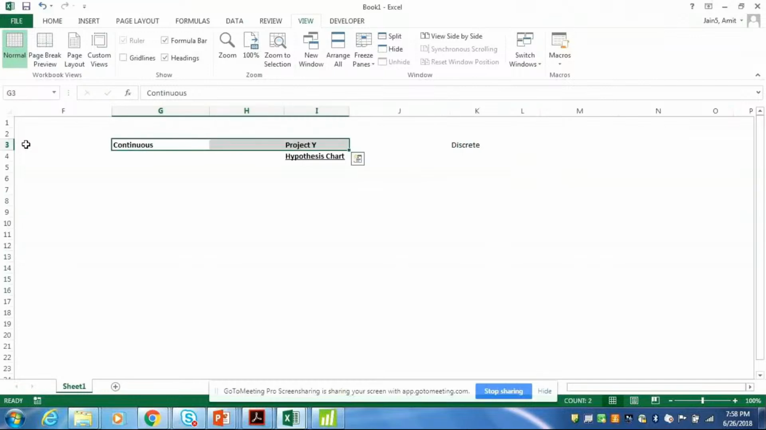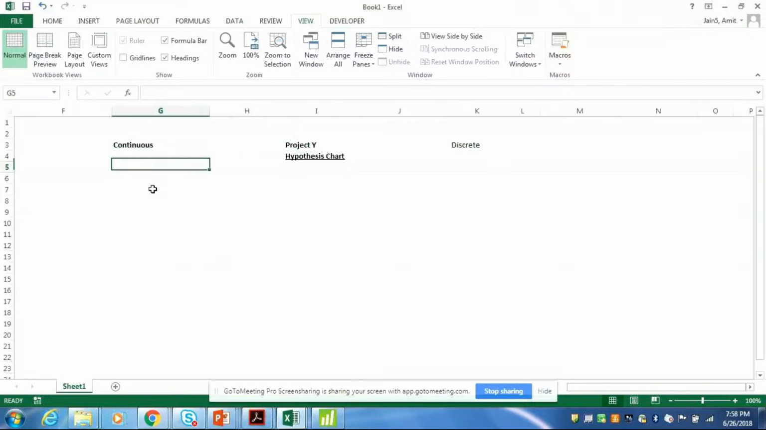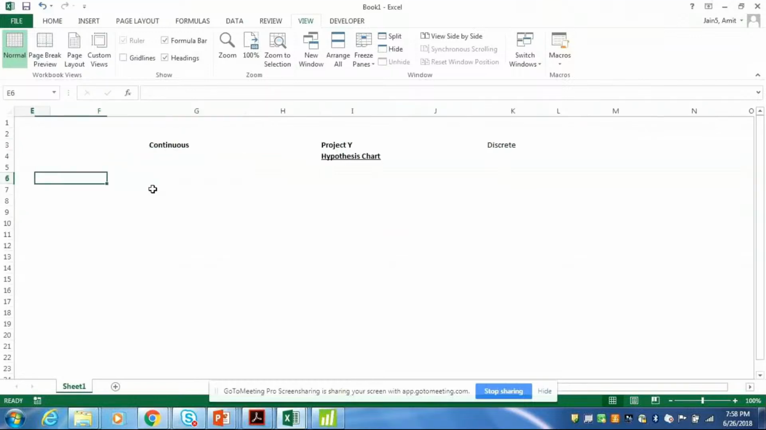So let's first check out if it is continuous, what do we do? Let's say the project Y that we have is continuous, and now we have certain factors which we call X's.